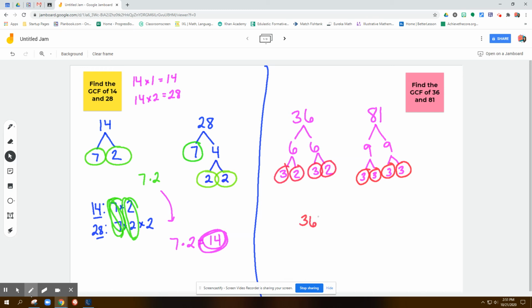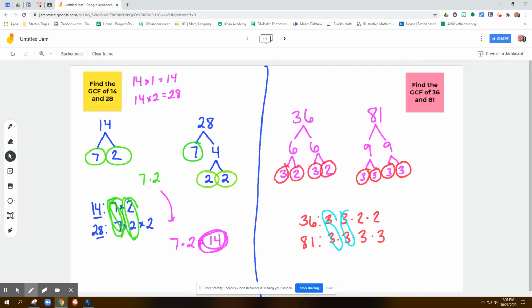So 36, its prime factorization is 3 times 3 times 2 times 2. My prime factorization of 81 is 3 times 3 times 3 times 3. So now I have to use these prime factors to find out the greatest common factor. So let's find out what they have in common with our primes. Well, they both have a 3 here. They both have a 3 here.